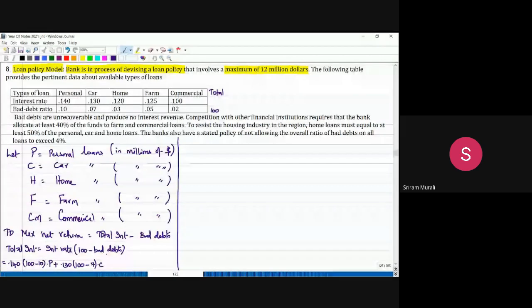What about the third case? See, before giving a loan, these are my assumptions. 10% I will not get, 7% I will not get, 3% I will not get, 5% I will not get, 2% I will not get. These are all my assumptions. With these assumptions, we should plan how much of the $12 million should be allocated to personal, car, home, farm, and commercial loans to maximize the return. That's it. Have you understood the problem?